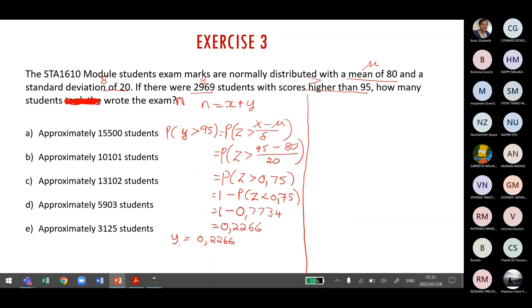226 out of our n. So for those who got above 95, it is y over n, which will be your proportion of those who got above 95, right? If we know that there are 23% of those ones, we can calculate our n, because we do know what our y is. Our y is 2,969.